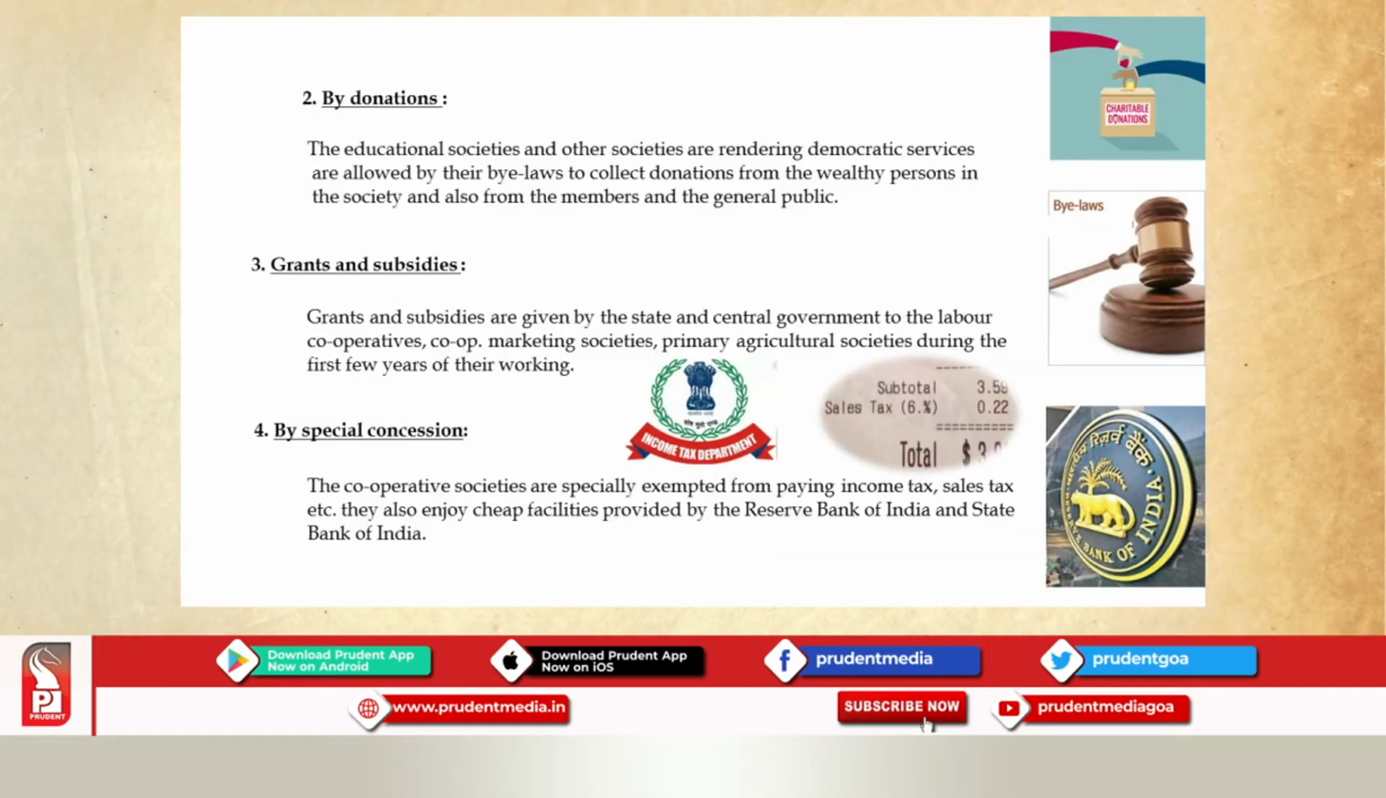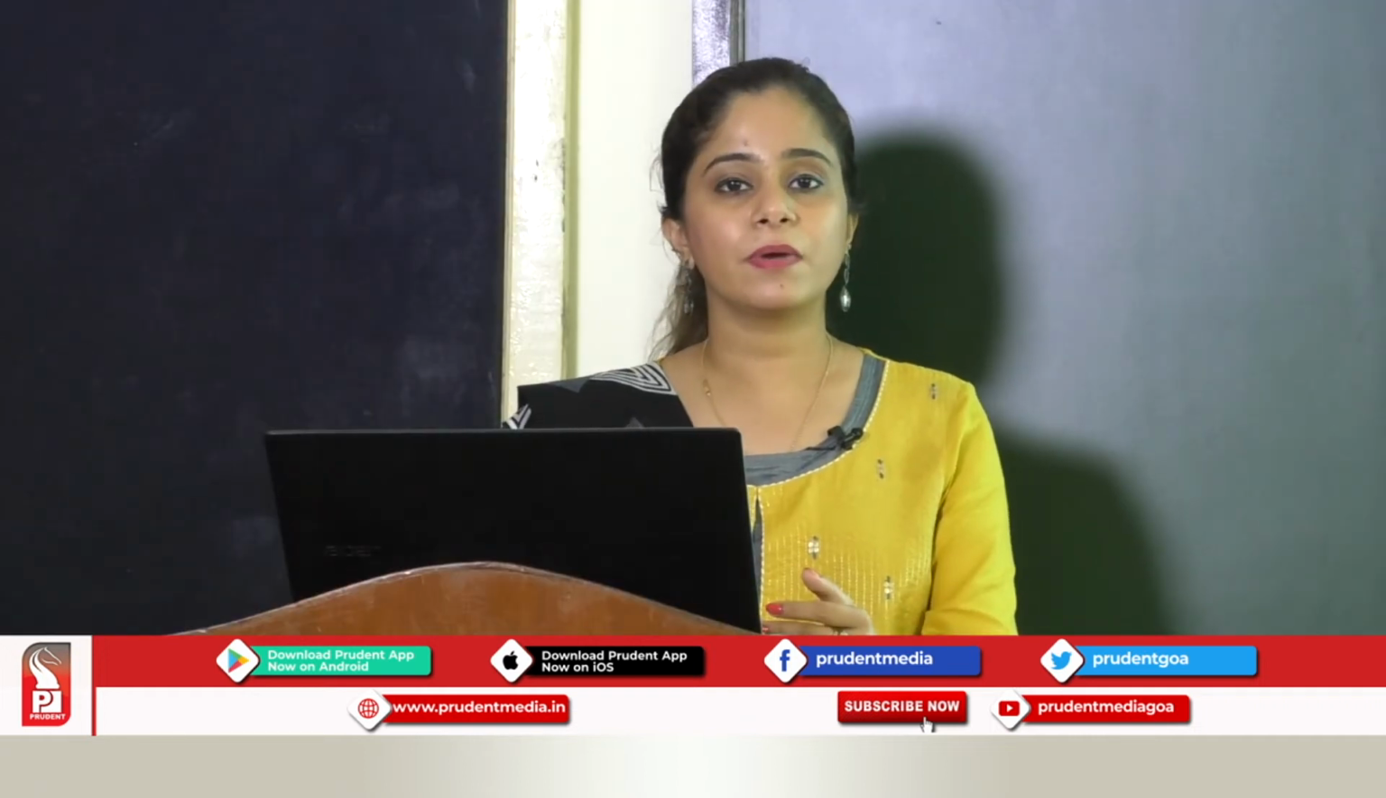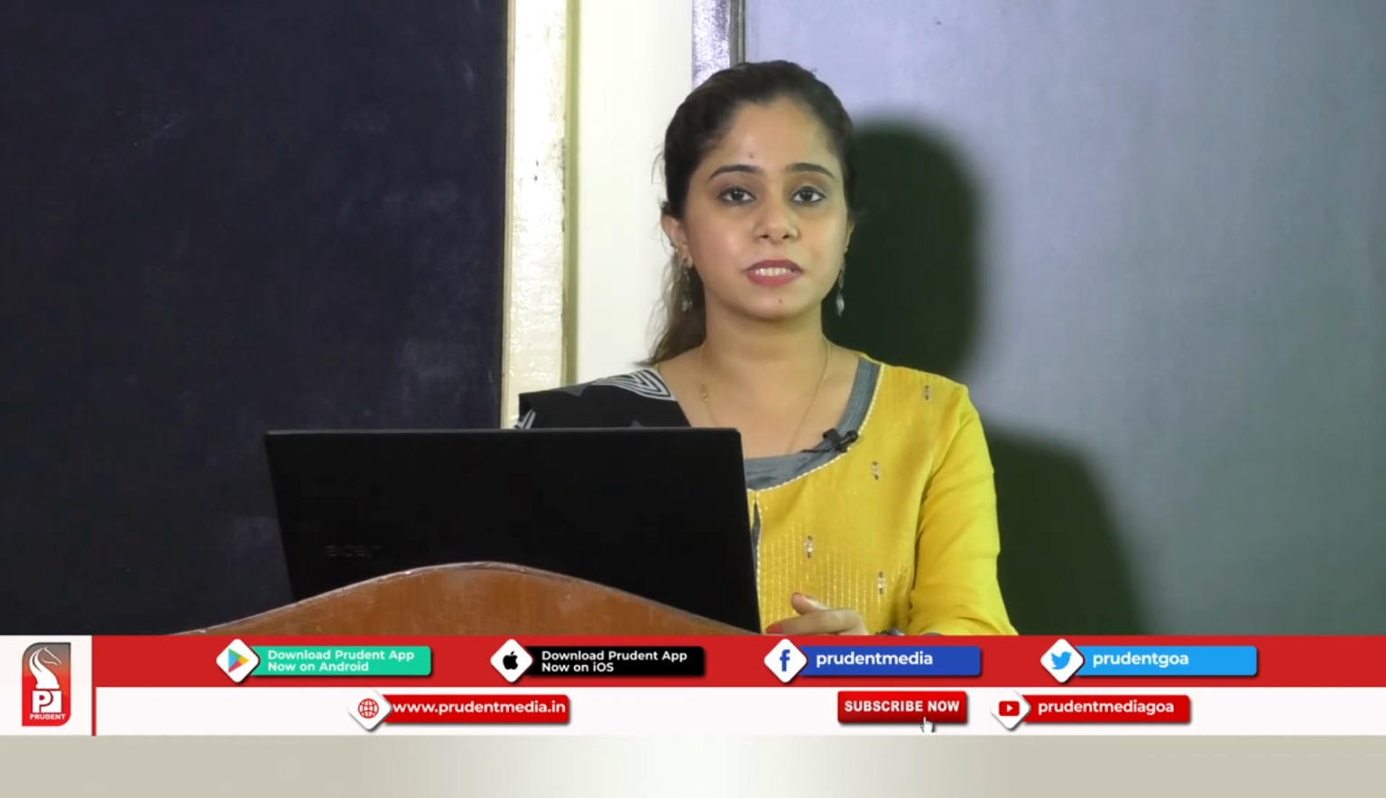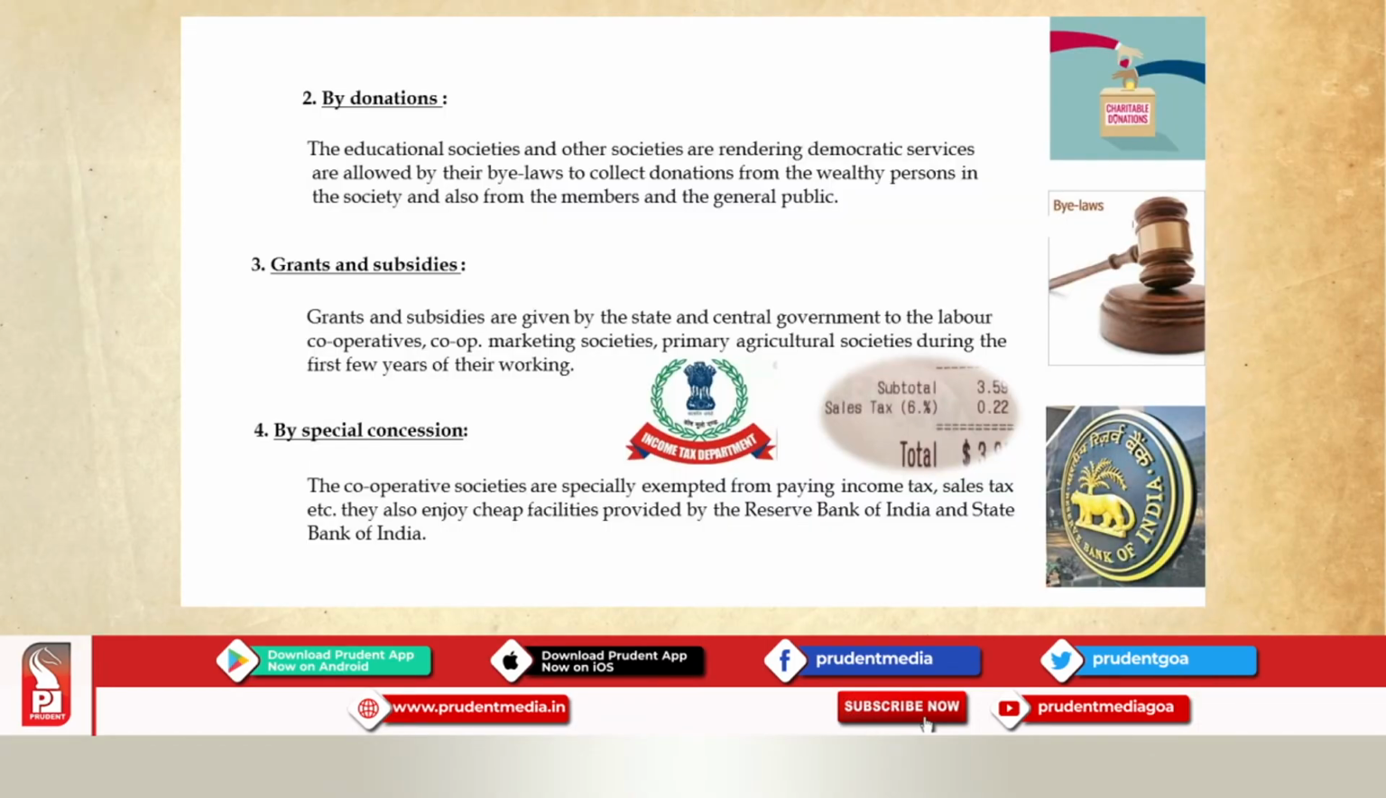The second point is donation. There are educational societies and other societies which are rendering democratic services, and they are allowed by their bylaws to collect donations from wealthy persons in the society, from the members, and also from the general public. Another source of finance is grants and subsidies. The grants and subsidies are given by the state and the central government to the labor cooperatives, the marketing cooperatives, and the primary agricultural societies during the first few years of their working.